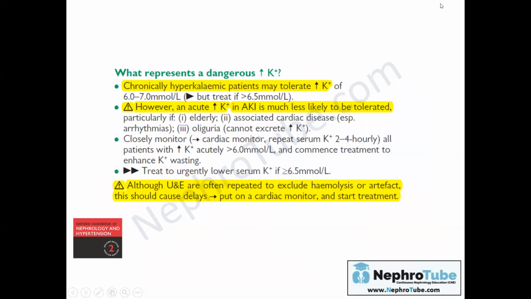So what about clinical presentation? Clinical presentation differs depending on whether the hyperkalemia is due to an acute increase in potassium or due to a chronic increase. Usually, chronic changes in the body are well tolerated by the patients. So chronic hyperkalemia in CKD patients may be tolerated. However, an acute hyperkalemia is much less likely to be tolerated and may present with very dangerous manifestations.